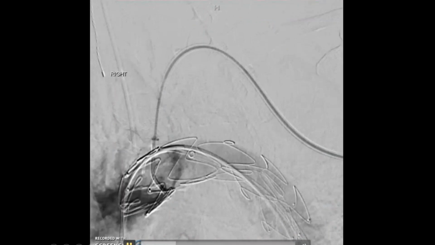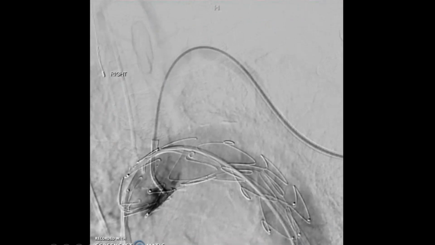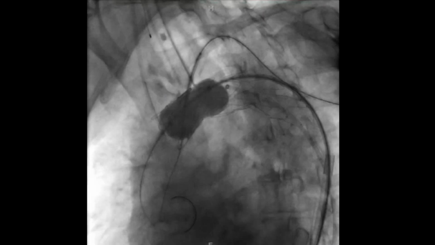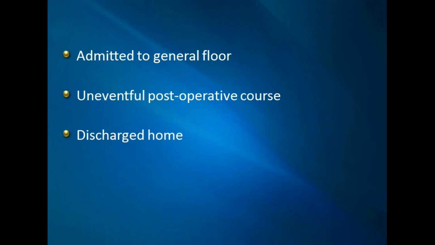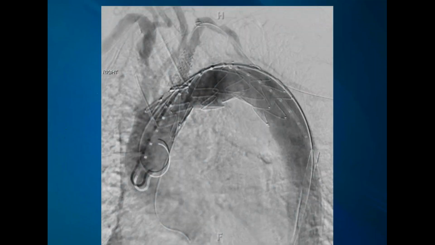I think this is a picture showing us we are in fact into the graft, and the other arch vessels are perfusing well. And then we took the constraining wire, deployed the graft, balloon it. After ballooning it, we put a covered stent in a subclavian artery, and then do a completion angiography that shows that the aneurysm now is excluded, and there's no evidence of endoleak.